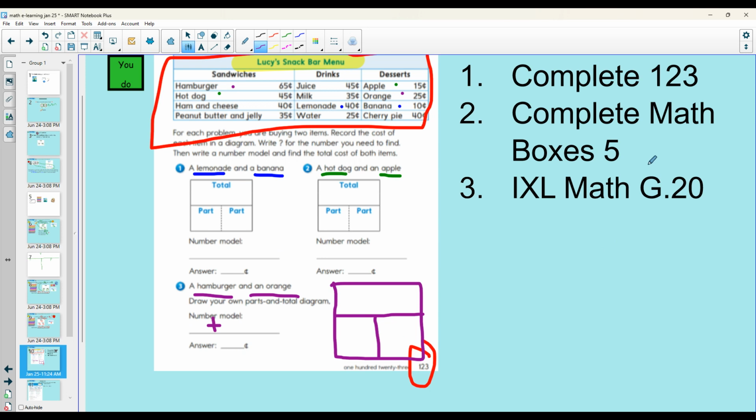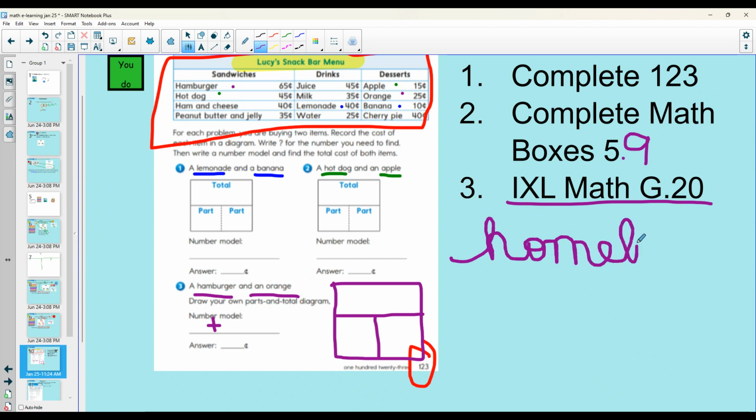Then when you're done, you need to do math boxes 5.9 and IXL Math G20. You also have to do HomeLink. You have math homework. So you're going to do math HomeLink 5.9.